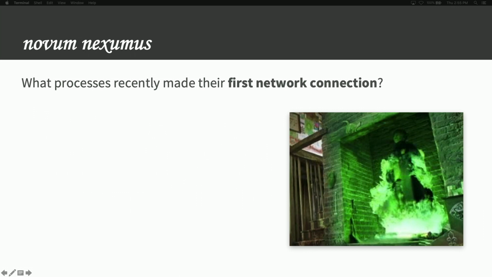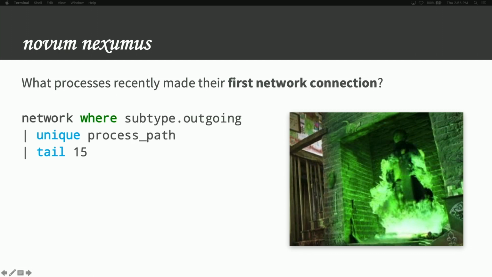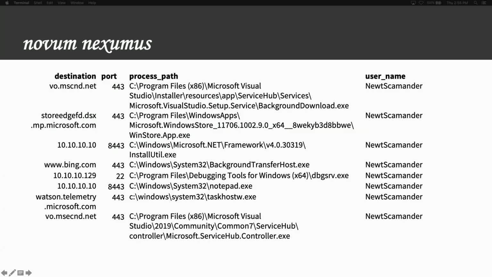Maybe though, there's still some new type of C2. So maybe some process reached out and made a network connection for the first time, whether that's a new process or old, I don't know. So I said, for every network connection, tell me the 15 most recent ones to make their first network connection. And of course that returned 15 results.